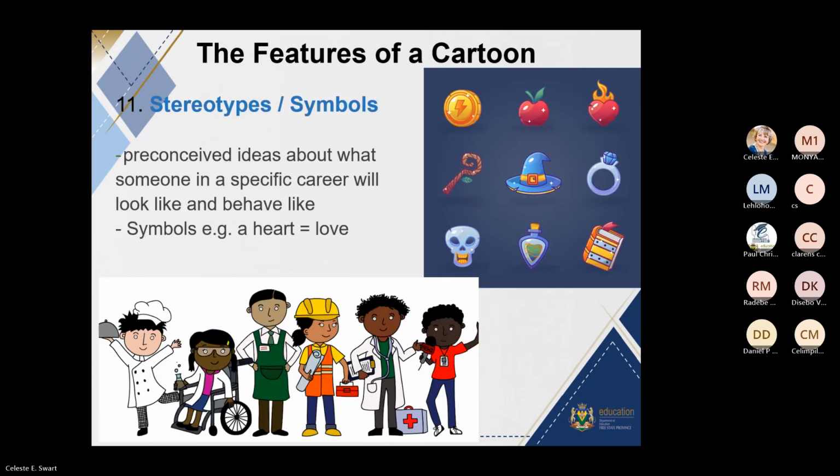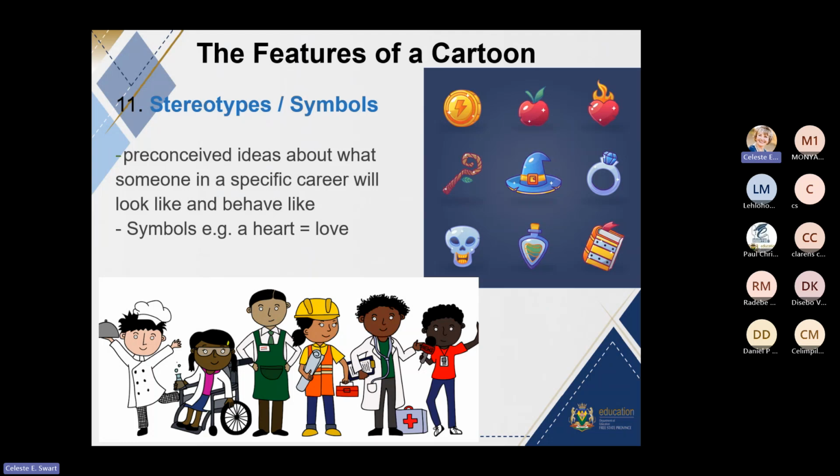Now, stereotypes and symbols. Stereotypes are when we have preconceived ideas about what someone in a specific career will look like and behave like. We look at a chef. Whenever we see someone in a chef's hat and stuff, we know that's a chef. We look at a doctor, we expect the stethoscope around the neck. With the engineer, we expect the hard hat and the fluorescent clothes and the blueprints under the arm. You see, those are things we expect.